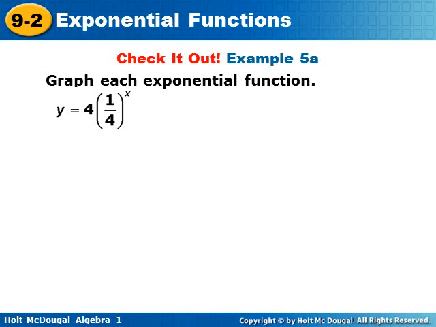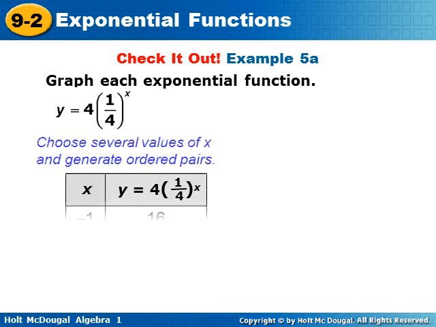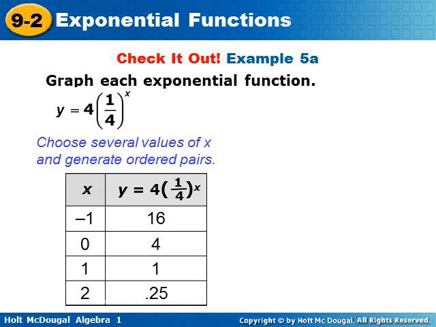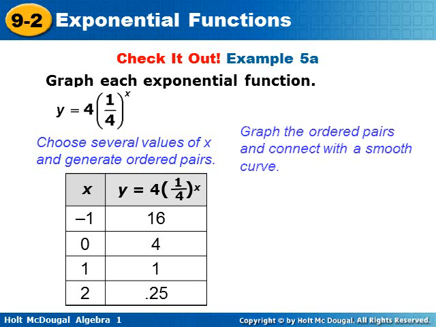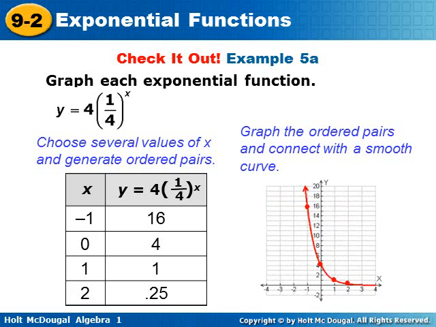Y equals 4 times in parentheses 1/4 raised to the x power. This one's for you to try, and then you can check back for your answer. When we have our chart, we have negative 1, 0, 1, 2, and when we plug those in for x, we get 16, 4, 1, and 0.25. So we're going to estimate where those go. You can see that the curve is going up, but now it is coming from the right-hand side. And then we connect them with a smooth curve.